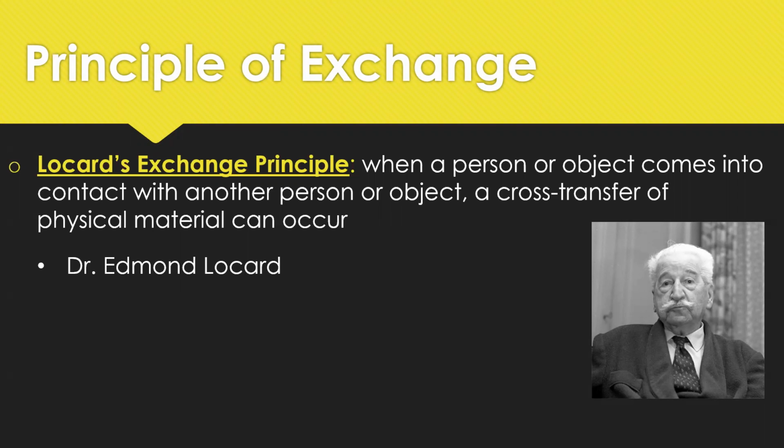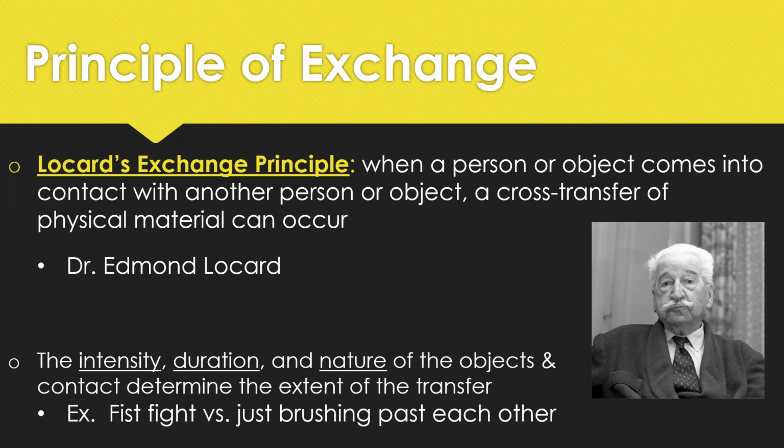Basically, it says when a person or an object comes into contact with another person or another object, a cross transfer of physical material can occur. So if you bump into someone, there's a chance of cross transfer. If you bump into the wall, there's a chance of cross transfer. If you are in a car and it hits another car, there's a chance of cross transfer. Okay? So 3 things that can affect that actual exchange, that transfer: the intensity of the contact, the duration of the contact, and the nature of the contact. So those are the 3 things that can determine the extent of transfer.